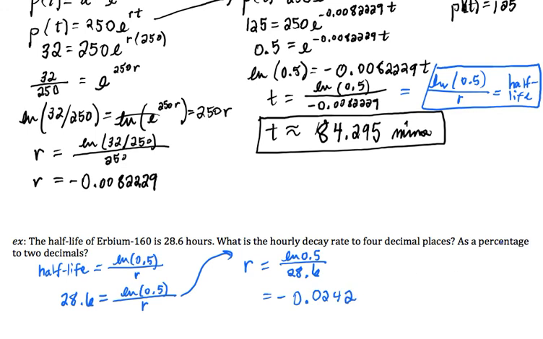Okay, and then as a percentage to 2 decimals, we would move the decimals over twice, so that would be 2.42%, and we are in hours, so per hour. So that's how much is decaying per hour. And then after 28.6 hours, you've lost half of whatever your initial amount is. So that is it for half-life.